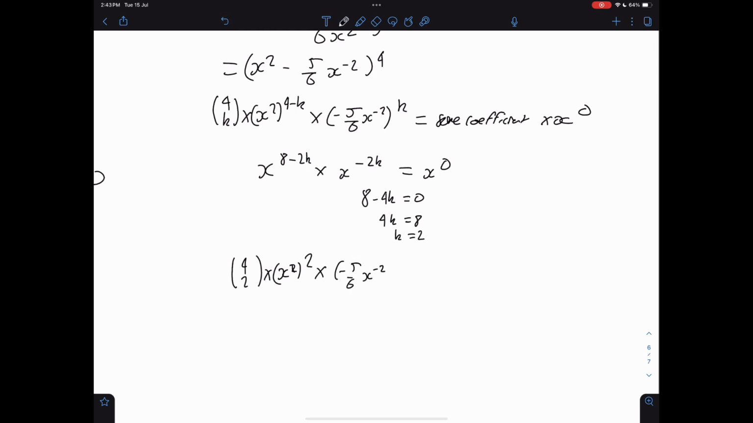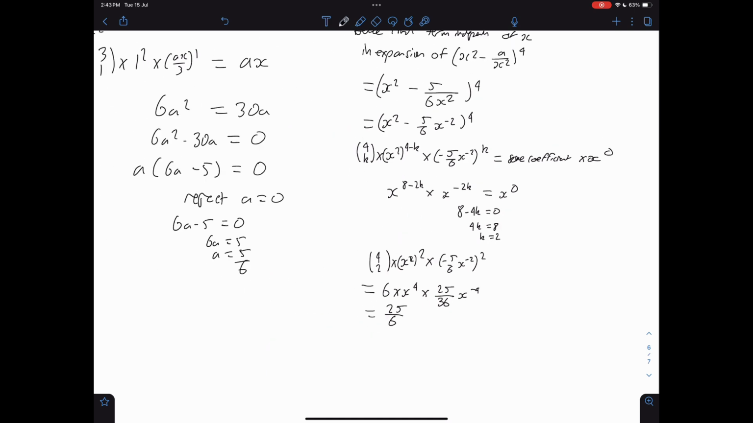So we just replace all our k's with 2. And then we know the x's are going to cancel out, so we don't really need to worry too much about them. But 4 choose 2 is 6. x squared to the power of 2 is x to the 4th. Minus 5 over 6 squared is going to be 25 over 36 because all numbers squared are positive, and that's going to be times x to the power of minus 4. That x to the 4th and x to the power of minus 4 will cancel out. 6 times 25 over 36 is just 25 over 6, which is our answer.